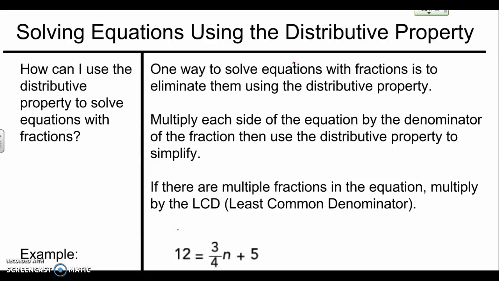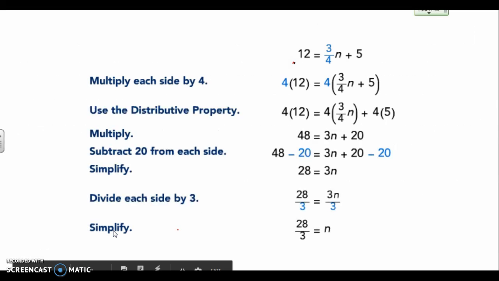So let's look at this example. 12 equals 3/4 n plus 5. We're going to begin by multiplying each side by 4, because 4 is the denominator of our fraction. So there we have 4 times 12 equals 4 times (3/4 n plus 5). Now we use the distributive property.